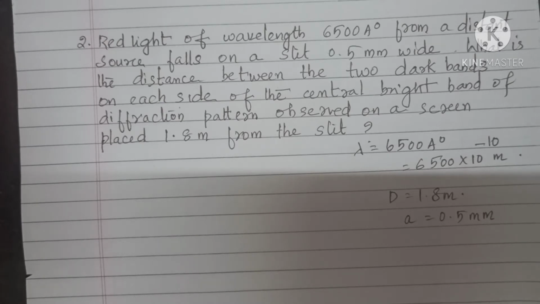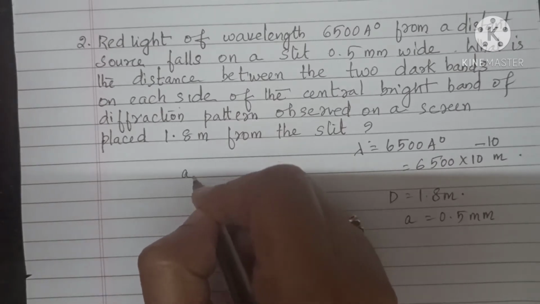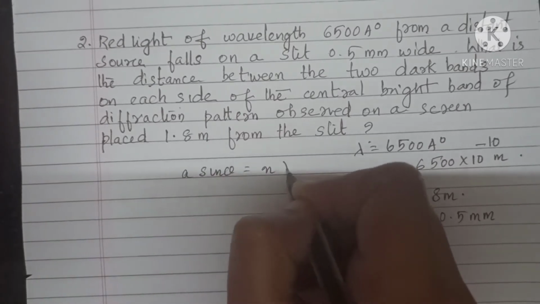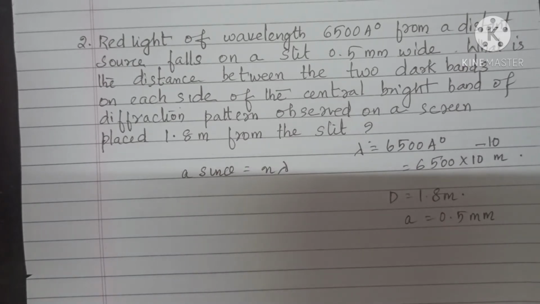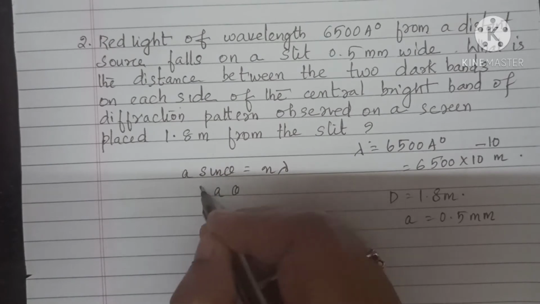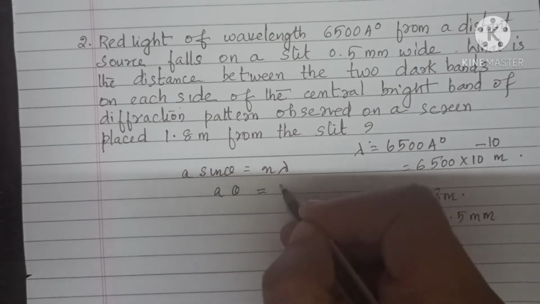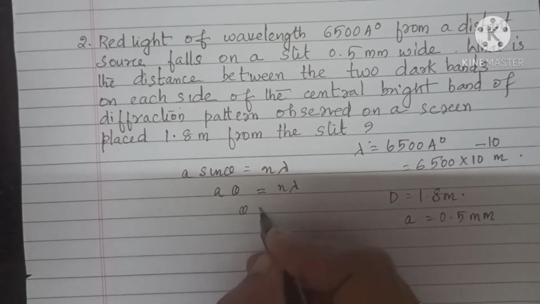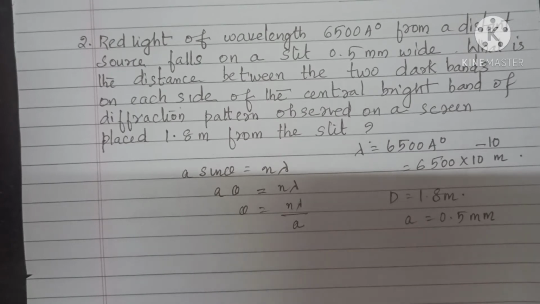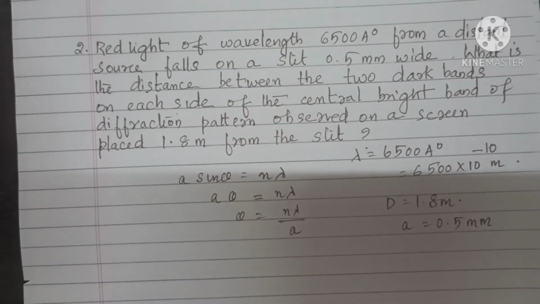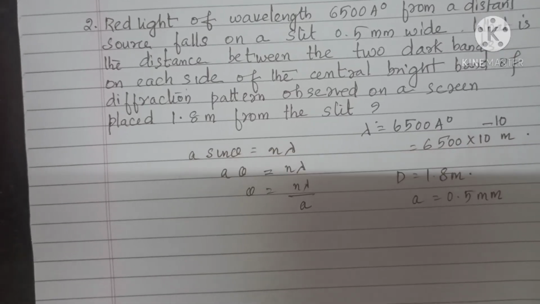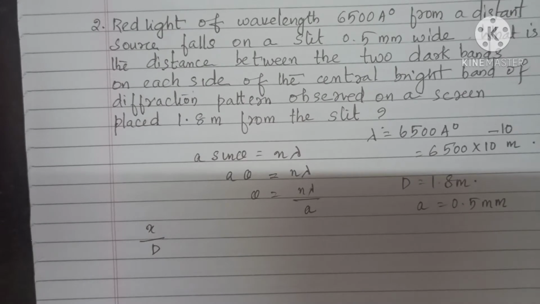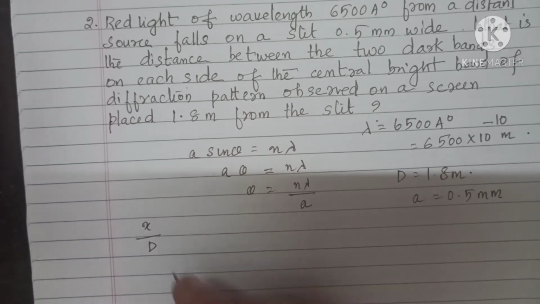So here for the first dark band, you have the expression, that is the angle of diffraction you can find by taking the expression A sin theta equal to n lambda. As theta is small, you can take sin theta as theta. So expression will change to A theta equal to n lambda, or theta equal to n lambda by A, isn't it? Now you have derived an expression, that is x by capital D must be equal to lambda by A.